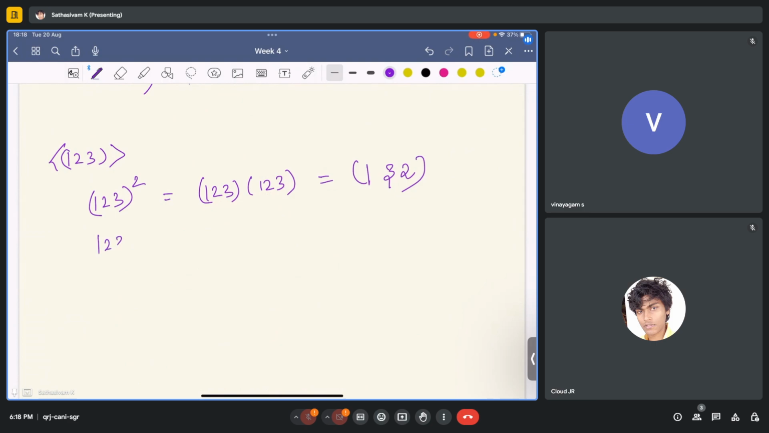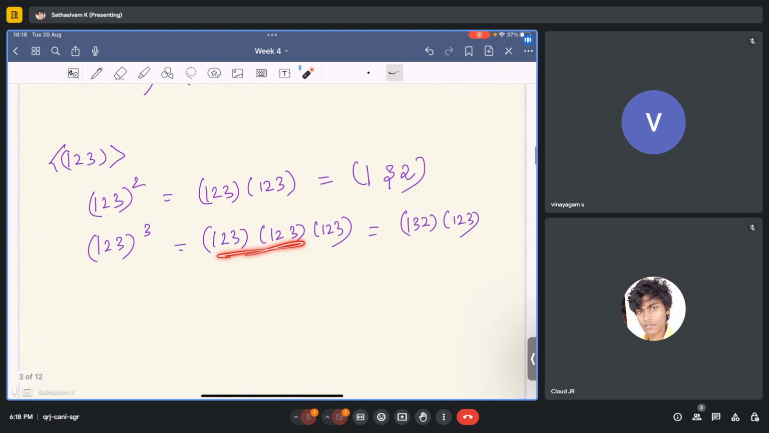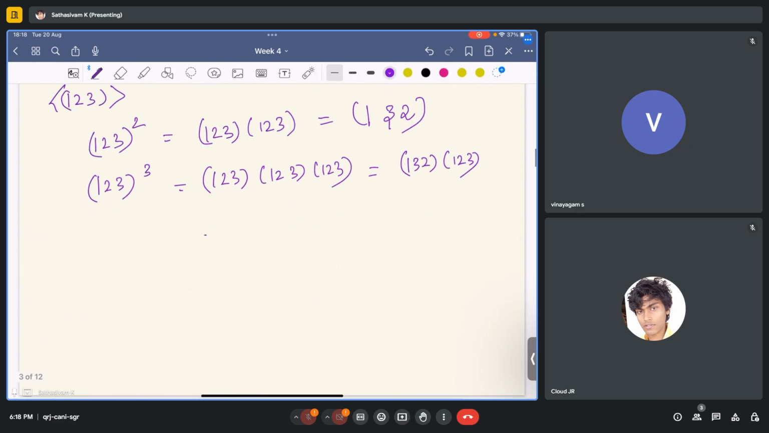Okay, let's do (1 2 3) cubed. This is nothing but (1 2 3) squared times (1 2 3), and we just computed that the square is equal to (1 3 2). So let's compute this. Here, 1 goes to 2, and 2 goes to 1 again. So basically 1 goes to 1.